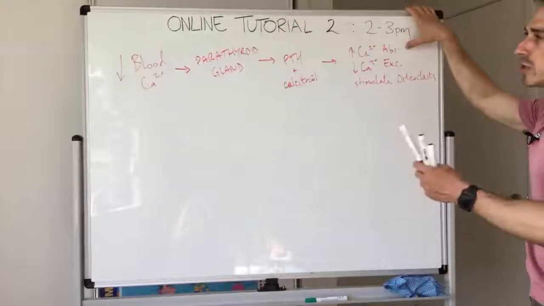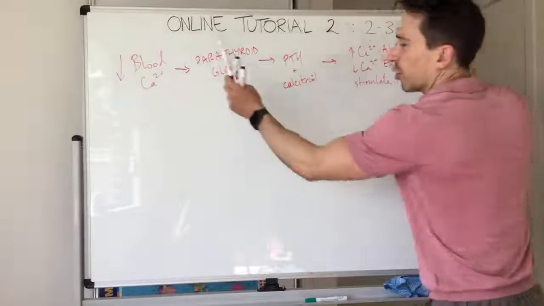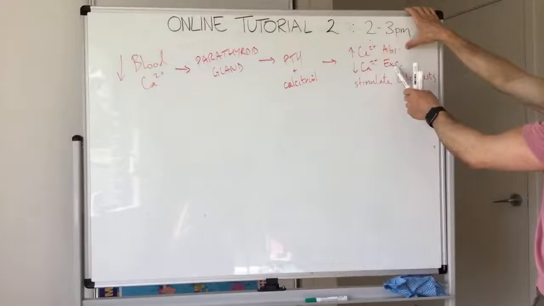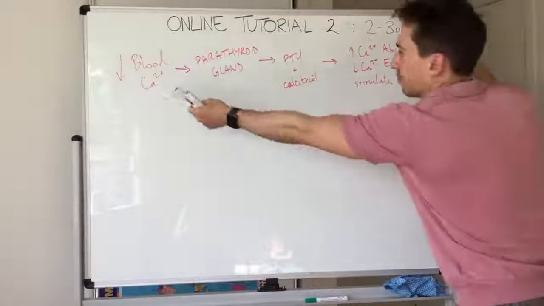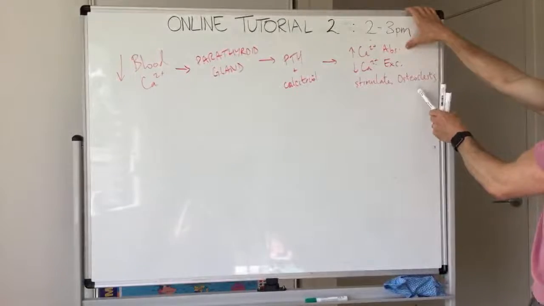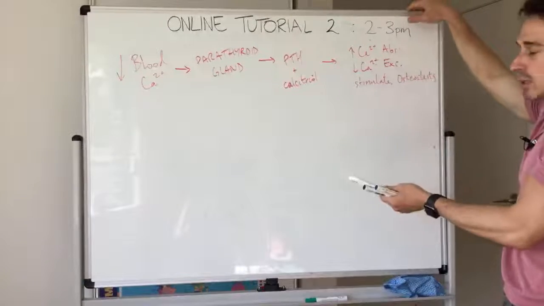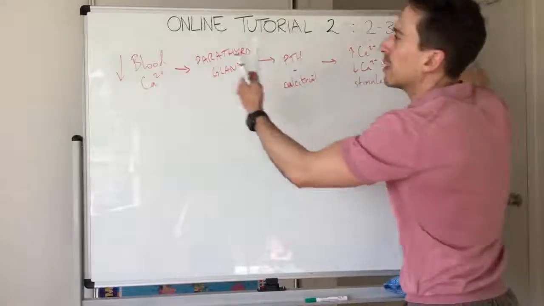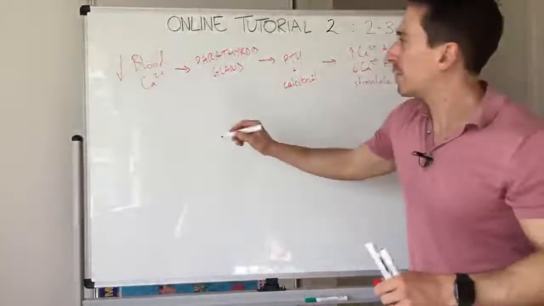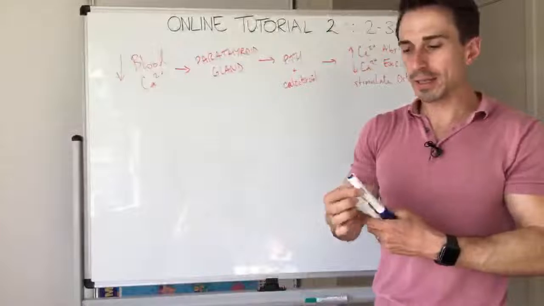Increasing calcium absorption increases blood calcium. Perfect. Decreasing calcium excretion increases blood calcium. Perfect. Stimulating osteoclasts means bones are crushed and broken down, releasing calcium into the blood. Perfect. But what happens if your blood calcium increases?